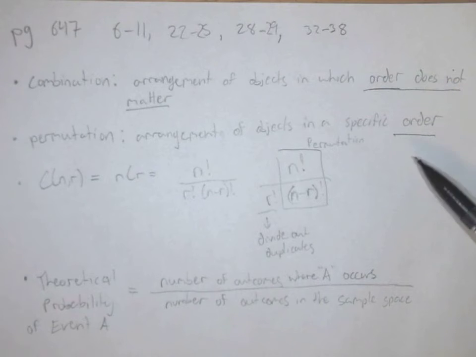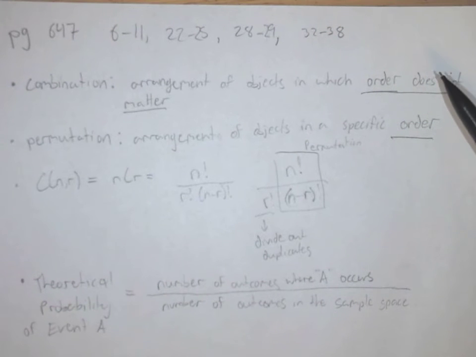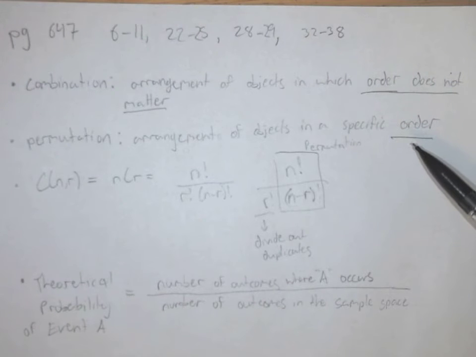So the main difference here between combination and permutation is order. Does order matter? If it doesn't matter, then you're talking about combinations. You're going to have fewer arrangements. If order does matter, you're going to have a lot more arrangements.